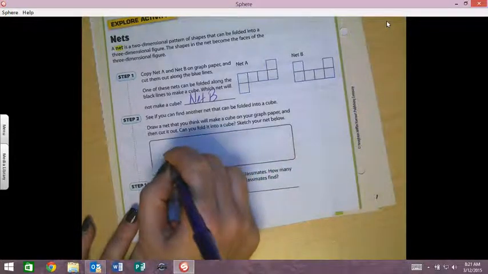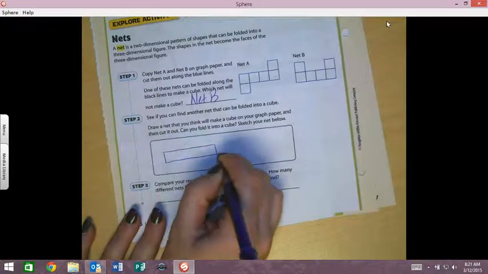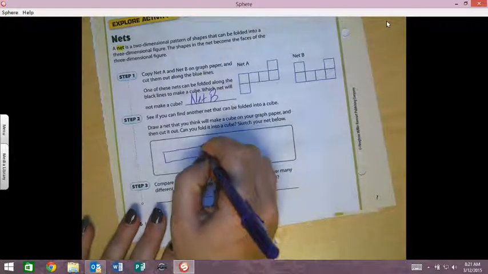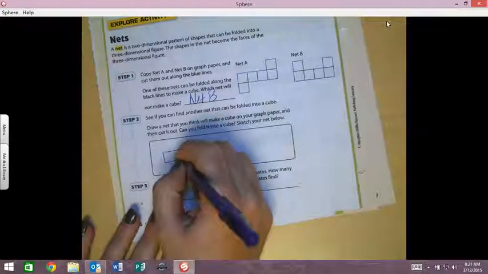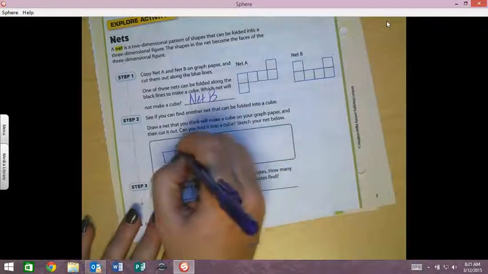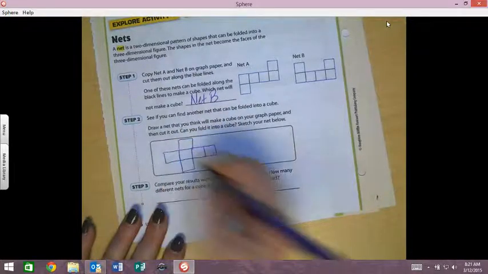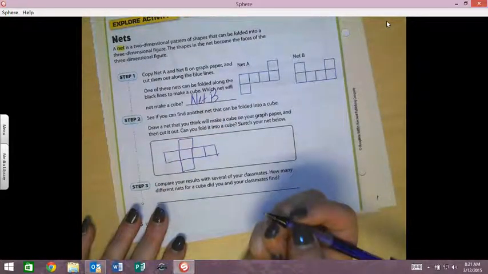So on here it says, see if you can find another net that can be folded into a cube. I'm just going to give you a couple of sample answers of what they could look like. You could do, let's see here, if I can draw this without messing it up too bad, my horrible art. Alright, so we got 1, 2, 3. That looks pretty even. So these would be your faces, and then you could do 1 over here, and 1 over here. And when you fold that up, that would make a net.